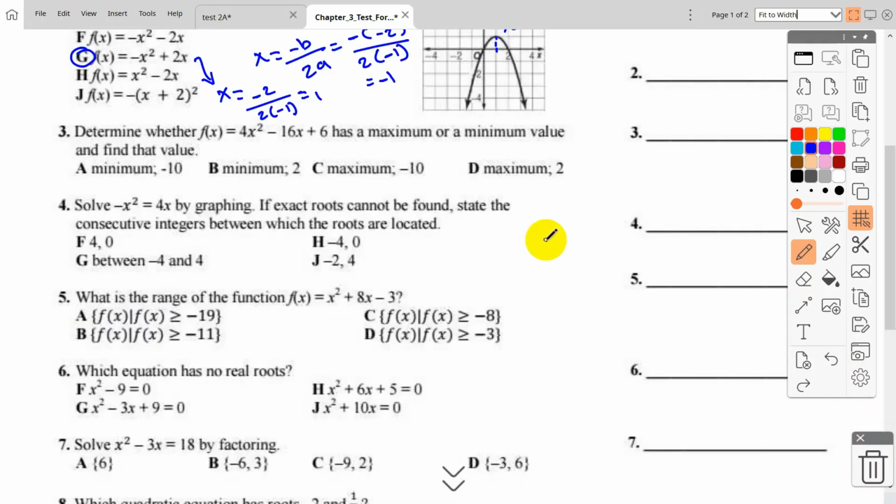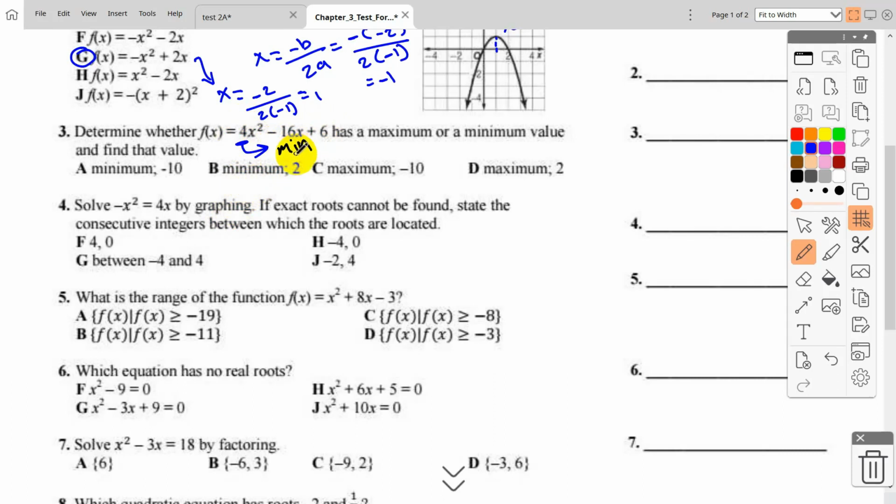For question 3, determine whether f of x equals 4x squared minus 16x plus 6 has a maximum or minimum value and find that value. Remember, if the coefficient of x squared is positive, we will have a minimum value. If the coefficient of x squared is negative, we will have a maximum value. So here, the coefficient of x squared is positive 4, so we will have a minimum value.